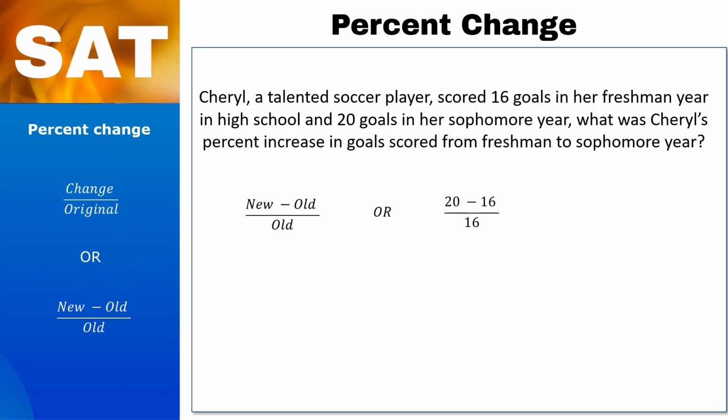So the new is the number of goals she scored sophomore year, that's 20, and old is the number of goals she scored freshman year, that's 16. So the entire formula is just 20 minus 16 over 16. We do some algebra, we find out that it is 1/4 or a 25% increase.